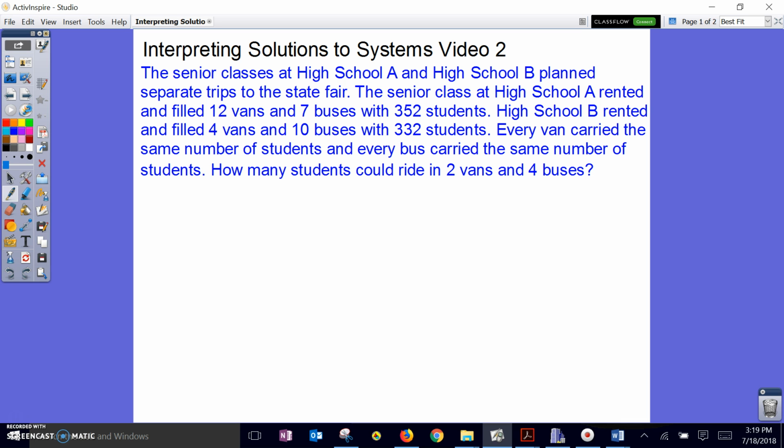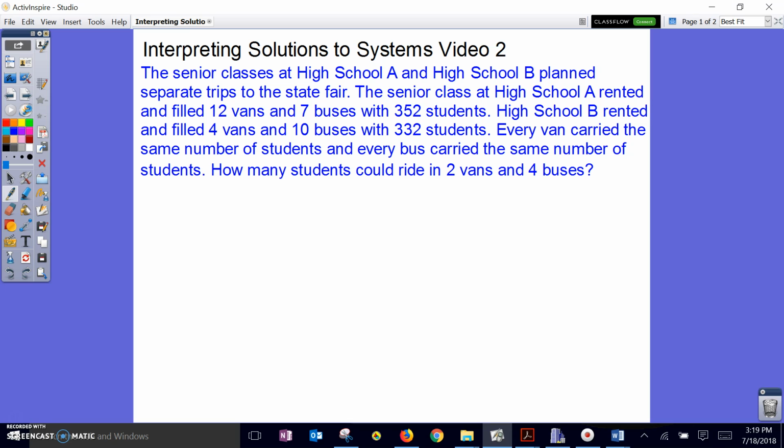The first example here: the senior classes at High School A and High School B planned separate trips to the state fair. Senior class at High School A rented and filled 12 vans and 7 buses with 352 students. High School B rented and filled 4 vans and 10 buses with 332 students. Every van carried the same number of students and every bus carried the same number of students. How many students could ride in 2 vans and 4 buses?